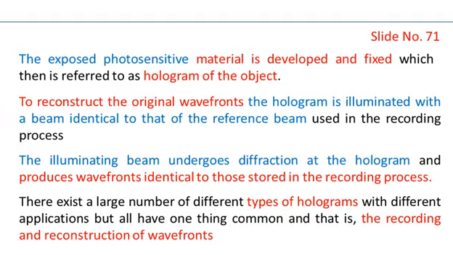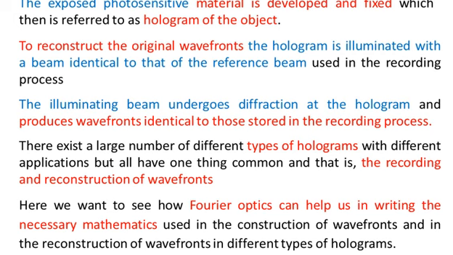The exposed photosensitive material is developed and fixed, which is then referred to as the hologram of the object. To reconstruct the original wavefronts, the hologram is illuminated with a beam identical to that of the reference beam used in the recording process. The illuminating beam undergoes diffraction at the hologram and produces wavefronts identical to those stored in the recording process.